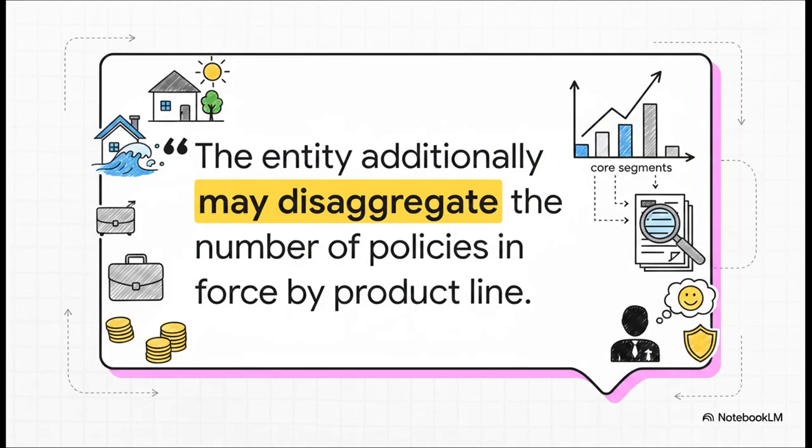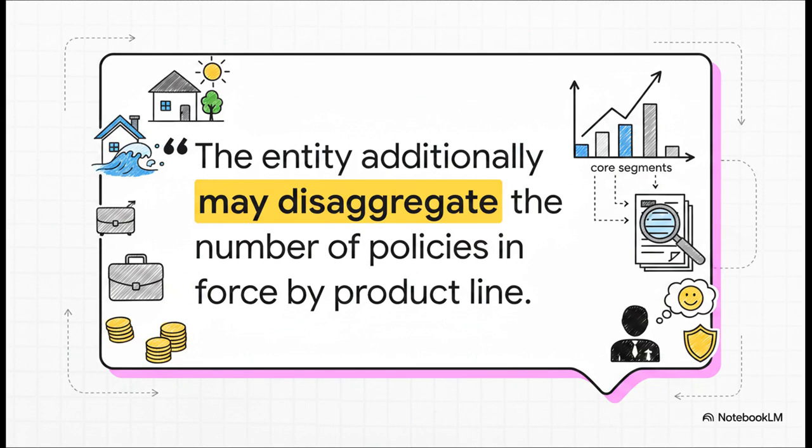If you dig into footnote 4 in the standard, you'll find this exact quote. The entity additionally may disaggregate the number of policies in force by product line. So while those 3 core segments we just talked about are mandatory, the standard actually gives you the option to provide even more granular data by product line. Now, why on earth would you create more work for yourself voluntarily?